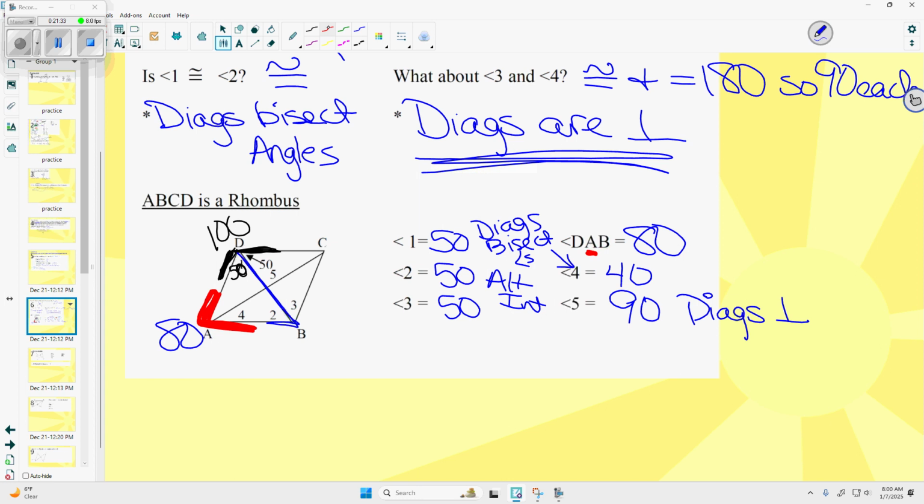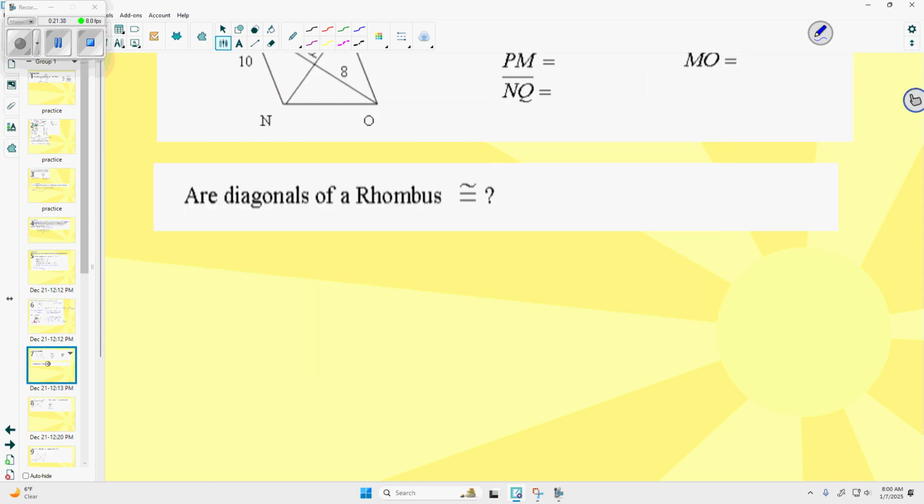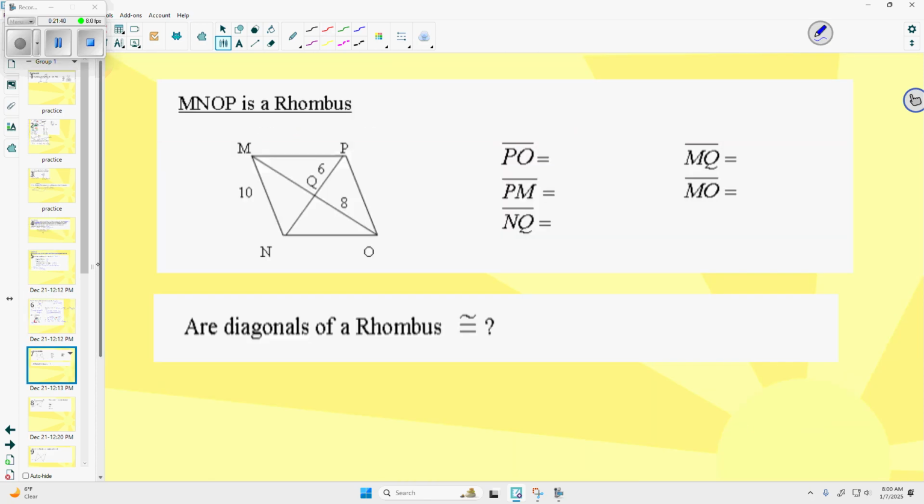All right, so we got a rhombus again on the next side. How's PO going to be? 10. Nice. Because all your sides are congruent. How about PM? 10. Nice, because all your sides are congruent.